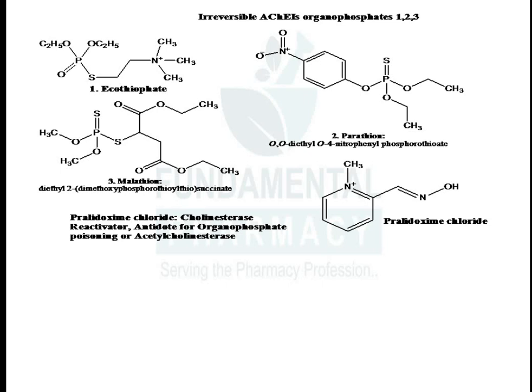Now to reactivate that, there is one compound known as pralidoxime. Okay, that is the specific antidote for organophosphorus poisoning. This pralidoxime is a specific antidote for organophosphorus poisoning. Now because of its structure, it will combine at the esteric site. It will displace this pesticide from the esteric site, and your enzyme will be available for metabolism of acetylcholine, and symptoms will be reduced. Okay, so pralidoxime chloride, a cholinesterase reactivator, is a specific antidote for organophosphorus poisoning. Remember this much, okay?